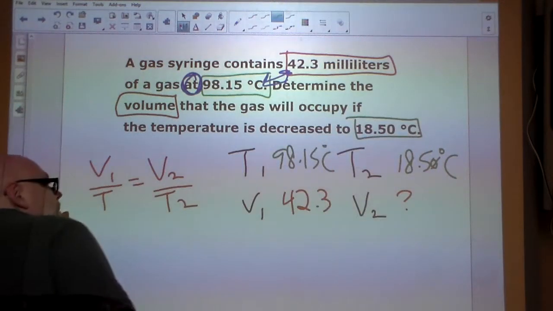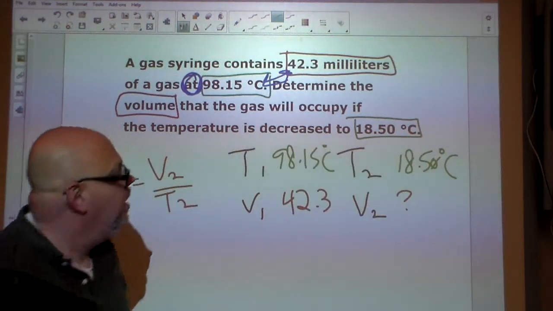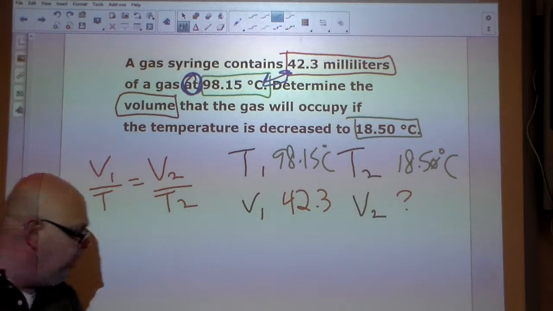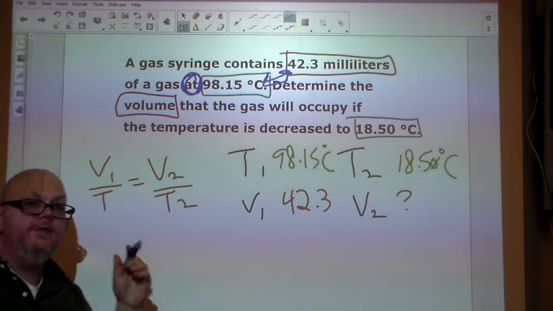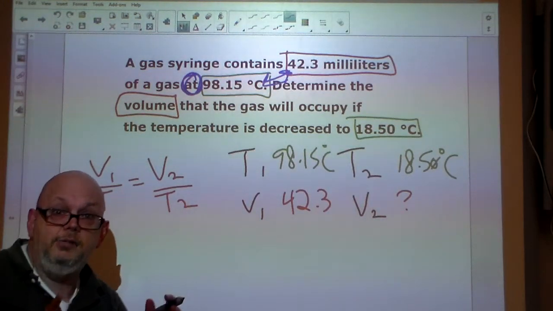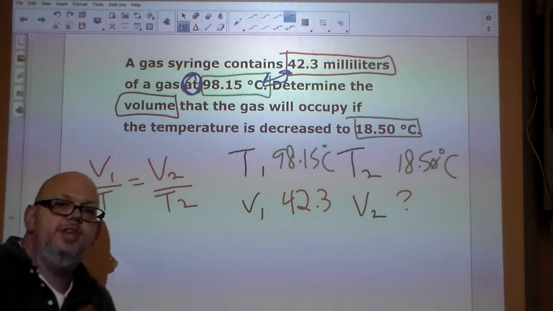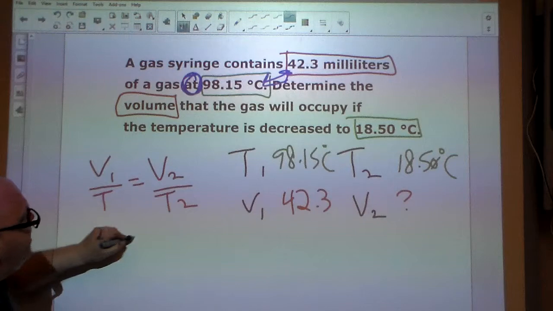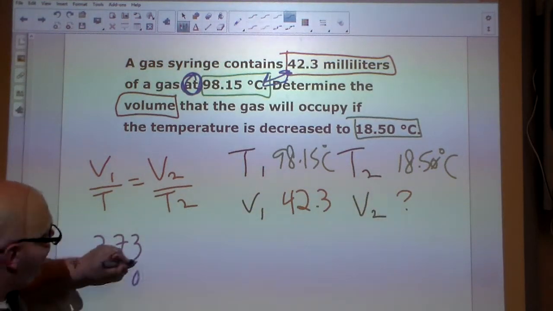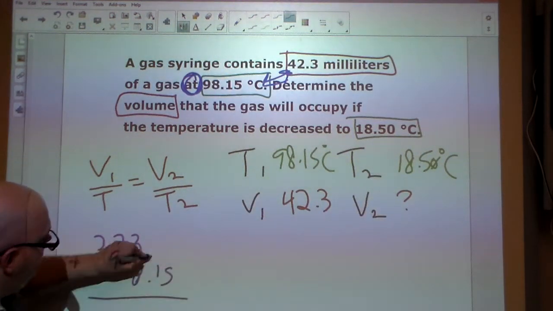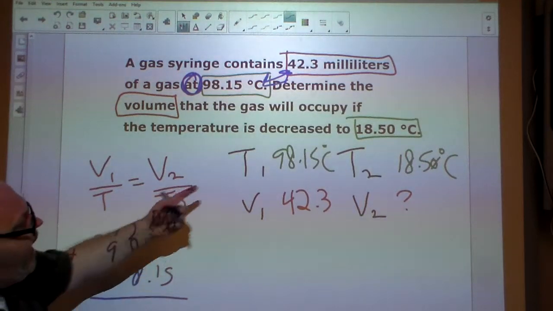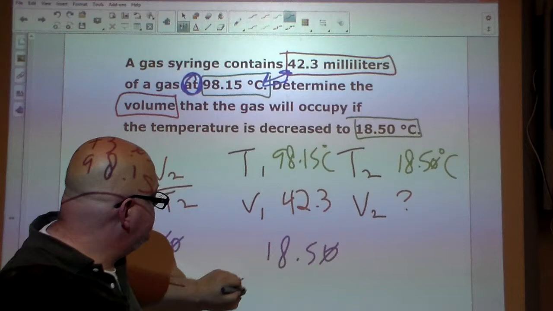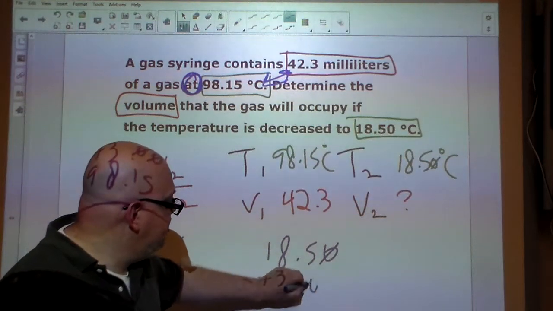But wait a minute, how do we change the temperatures? Well, the way to convert Celsius to Kelvin is to add 273 to the temperature. So 273 plus 98.15, and we have 18.50 plus 273.00.